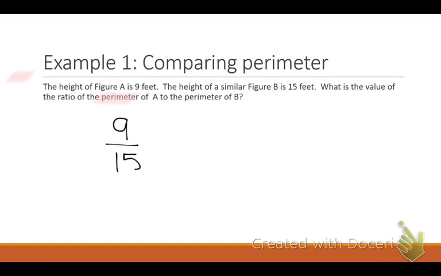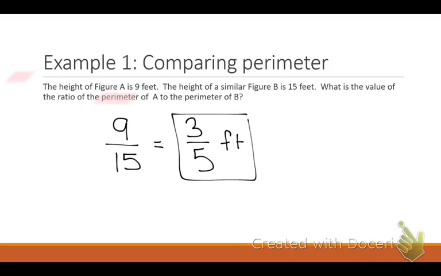But that's not my final answer. I must reduce it if I can. So it reduces to 3 over 5. Okay? And you could say feet. You could label it. Okay? 3 over 5. And that's my ratio of perimeters. You say, well, that's not the full perimeter. I'm not solving for perimeter. All right, but remember, that is a side length, okay? Height is one of the side lengths of this figure, and perimeter is distance around a figure, okay? So that is one of those distance measurements, all right? Okay, so that's example 1.